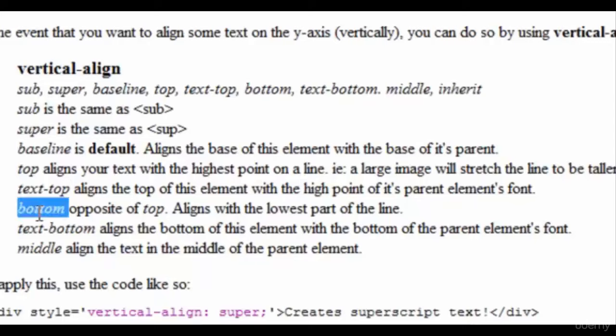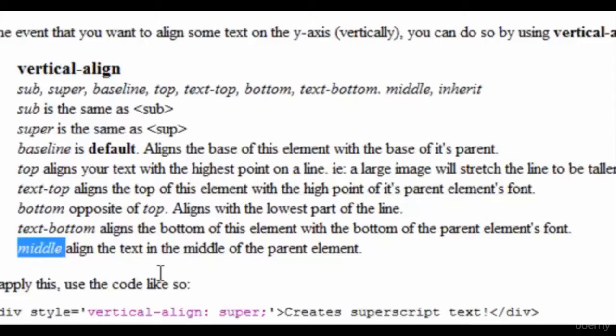And then we have bottom, which is the opposite of top. It aligns with the lowest part of the line, even if an image or something other than font will stretch it out. And text bottom aligns the bottom of this element with the bottom of its parent element's font. So again, if you have, let's say, one word or a first letter pseudo that creates a 32 pixel letter, then it's going to stretch the line out to be 32 pixels and it's going to align all your text to be at the bottom.